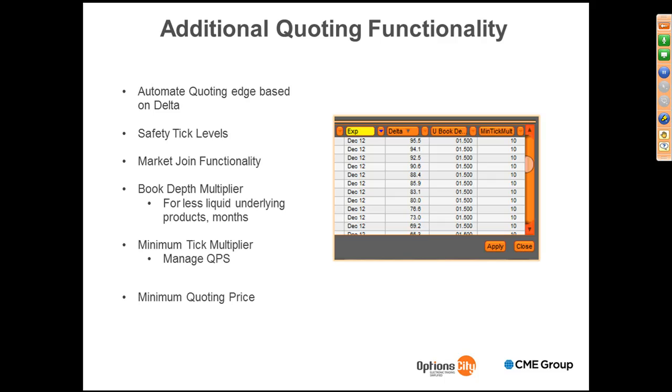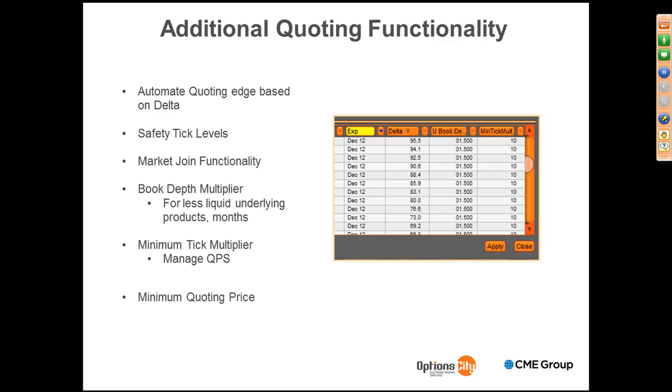Additional quoting functionality, and I think even some people who have used our system know about this, and some of this is new in the last 6 months or so, and there's some stuff on the way as well, but I wanted to briefly discuss automated quoting based on delta. You can set different delta bands and have your quoting edge automatically adjust. Again, it adds automation and less work than you have to do throughout the day.